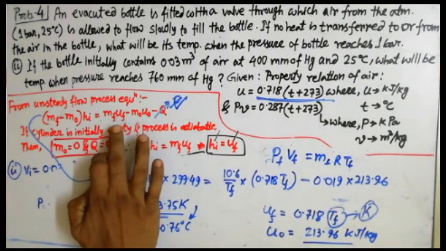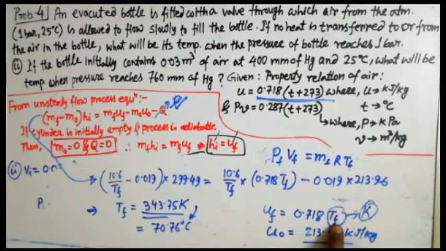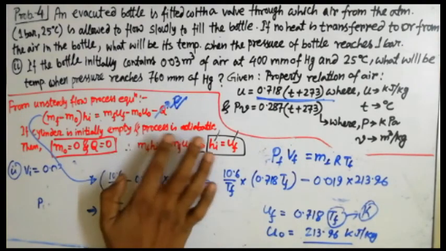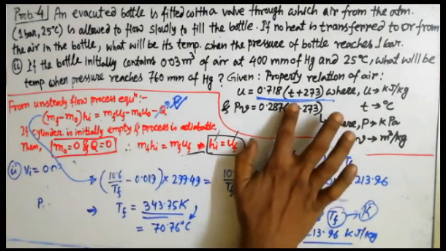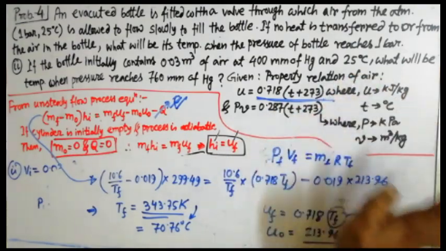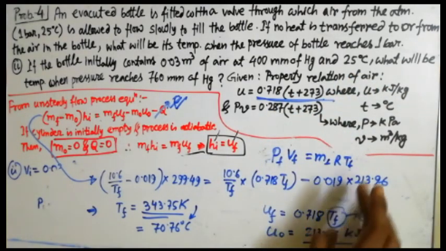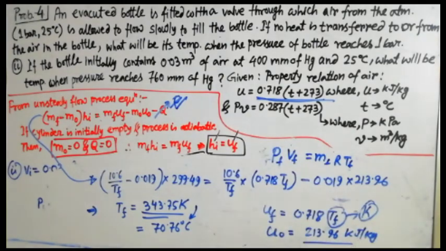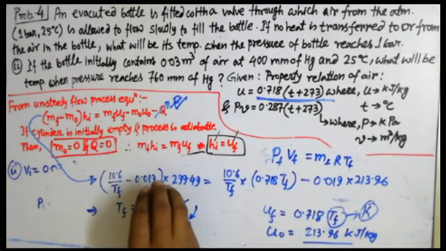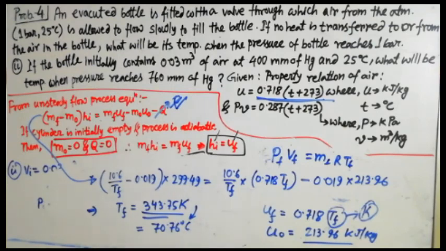Uf is related to the final temperature, that's why I have written the final temperature as capital Tf, which is in Kelvin, mind it. And U0, the initial internal energy, obviously uses the known initial temperature, that is 25 degrees centigrade. Put it over here and you can get the value. Now put all those values in the equation and you can easily find that the final temperature will be 343.75 Kelvin, or rather 70.76 degrees centigrade. That is the whole solution regarding an unsteady flow process problem.